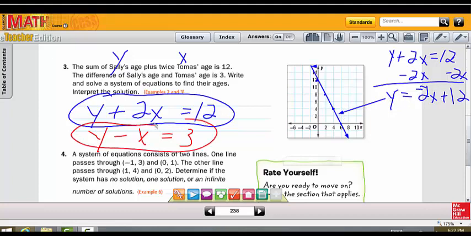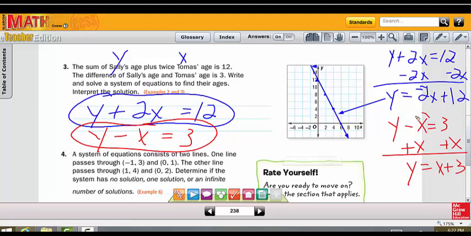Now we will plot this equation. We have y minus x equals 3. We want to move the x to the other side of the equation, so we're going to add x to both sides. And we have y equals x plus 3.